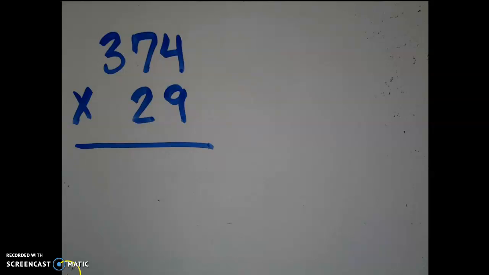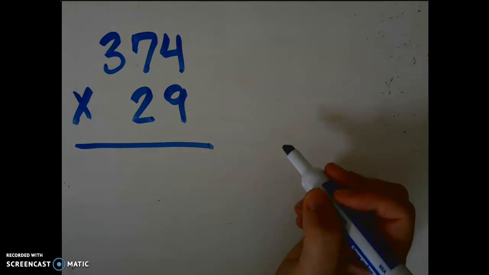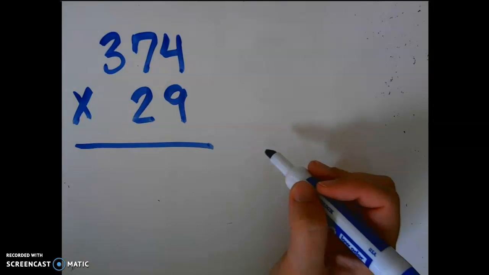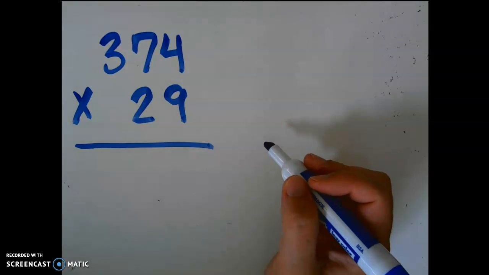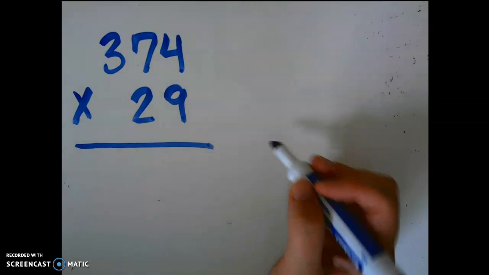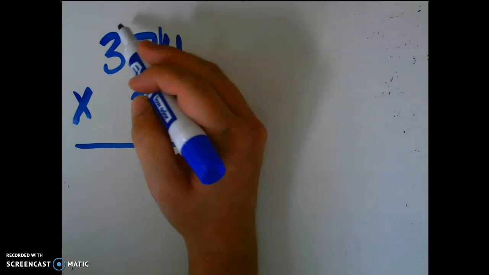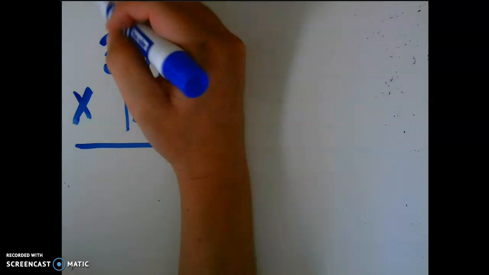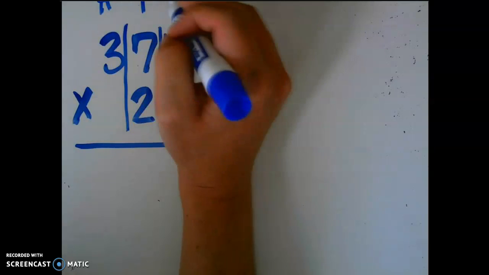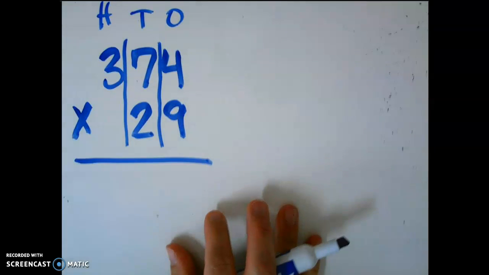Okay, let's take a look at our second example, 374 by 29. Now, we are still talking about how our place values affect our products. So I'm going to help us by drawing our place values, okay?